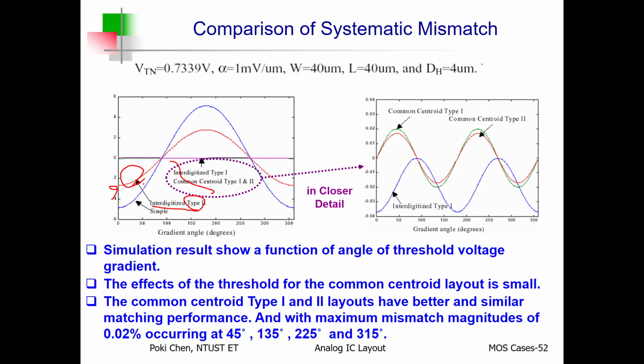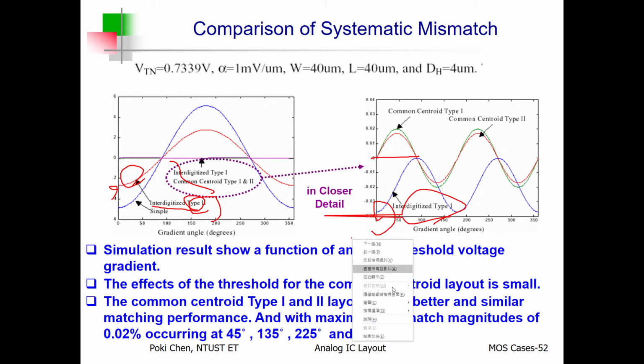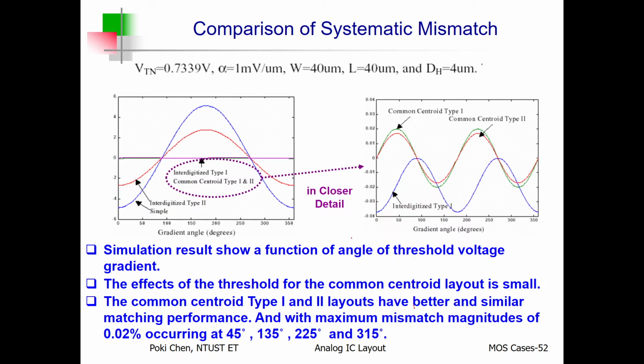And how about type 1? Interdigitated type 1. See, the maximum is only 0.30%. So for mismatch, actually, type 1 is two orders better than type 2, right? See? So it is a golden proof for all of you.